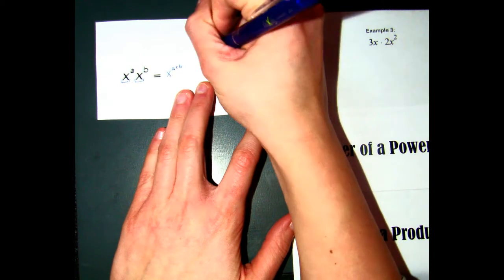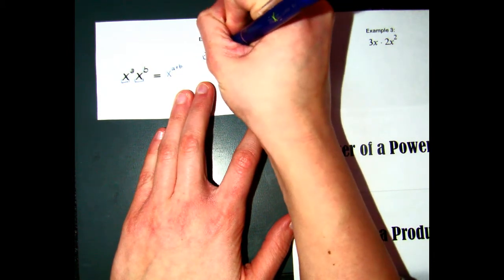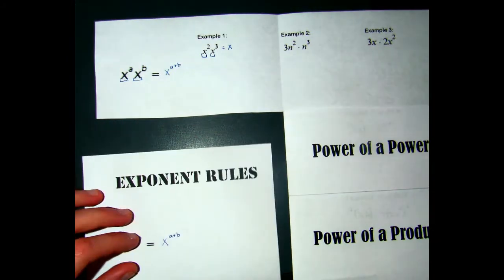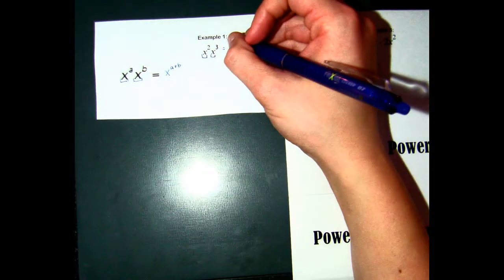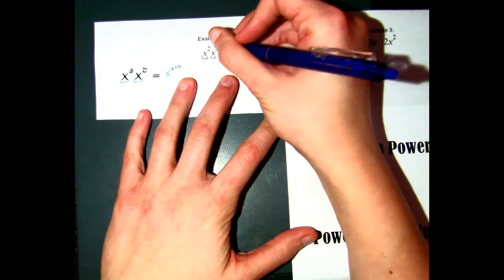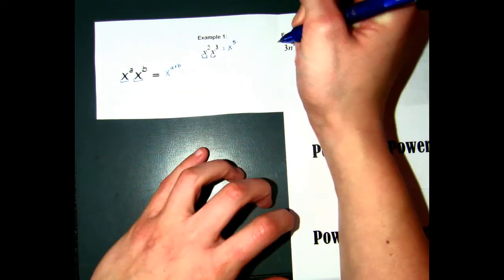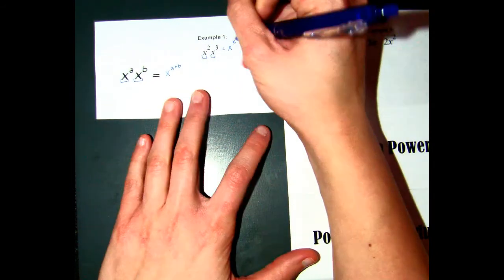So let's look at example 1. Here are the bases. They are the same. They are both x, so we will write down the base of x. Next, we are going to look at our exponents. So we have 2 and 3, so we add those together. We have x to the 5th power. That is my simplification of this rule. X to the 5th power. I'm just adding exponents.